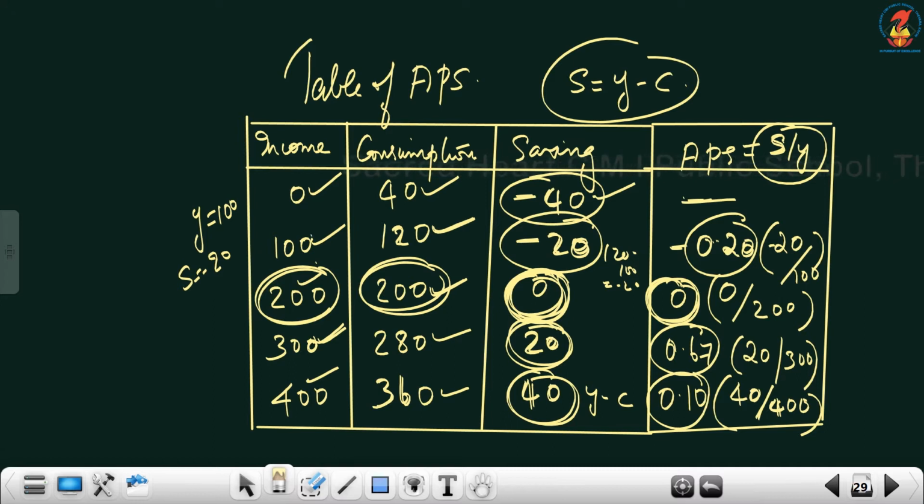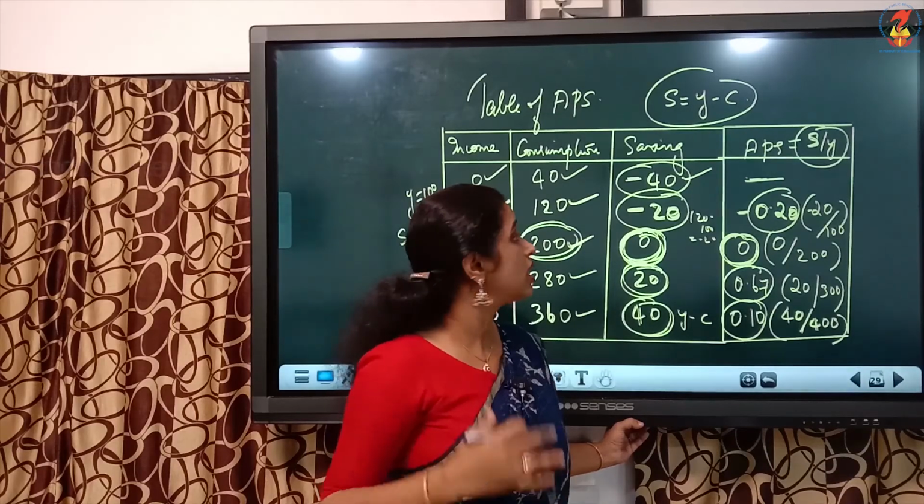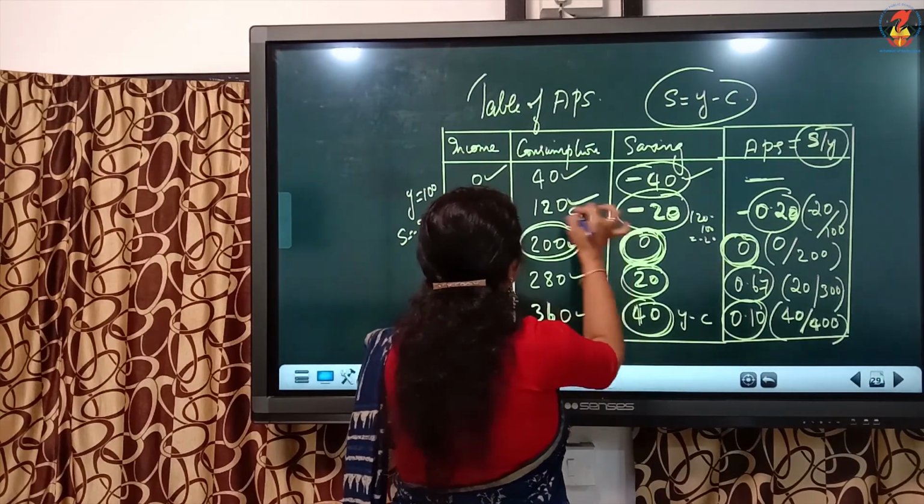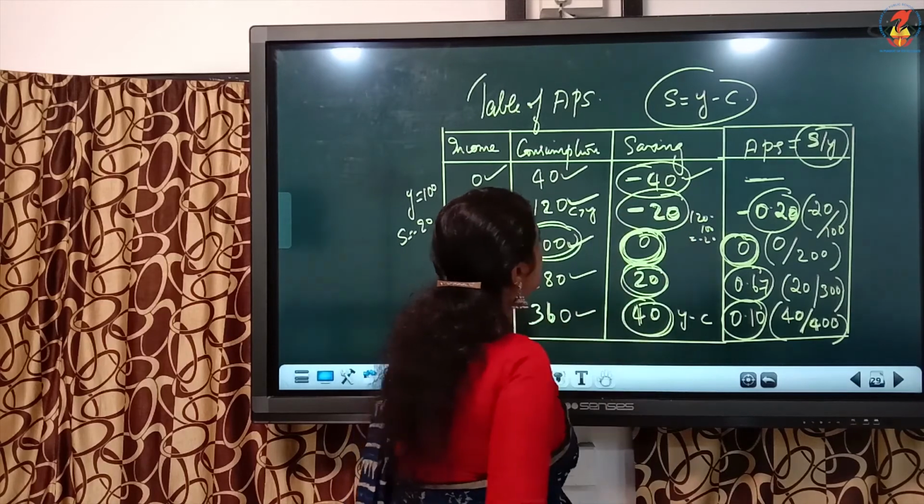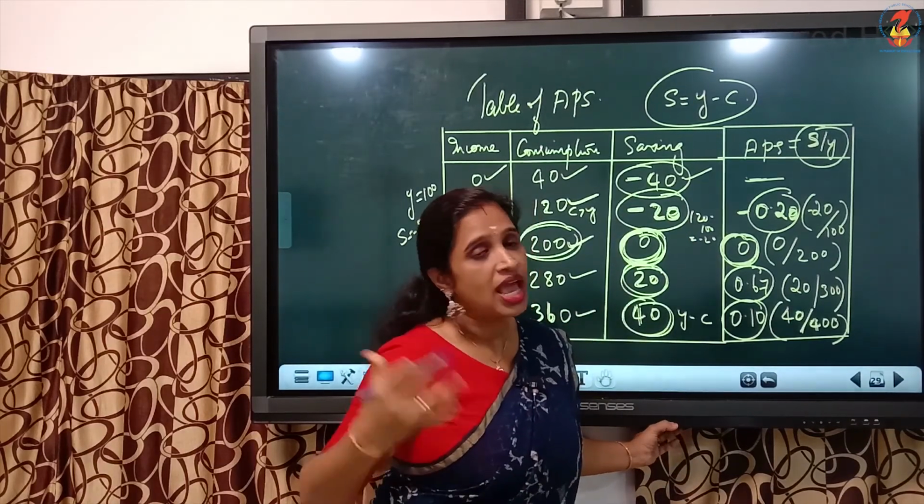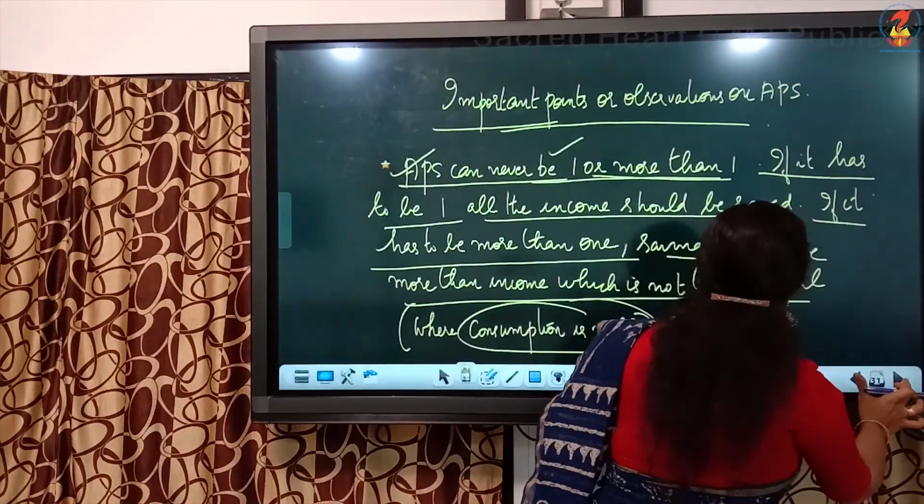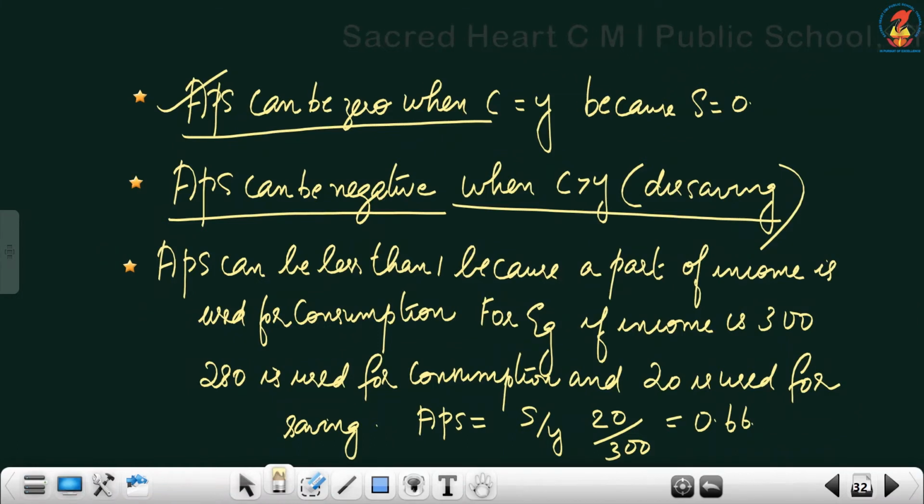After the first value, at 100 levels of income, what is happening here? Minus 20 is a saving. Minus 20 divided by 100 gives minus 0.20. So, what is our statement? APS can become negative when consumption is greater than income. Here consumption is greater than income: 120 is greater than 100. That is why 120 minus 100 gives minus 20 and APS as minus 0.20. Therefore, we can say APS can become negative when consumption is greater than income, due to this dissaving.